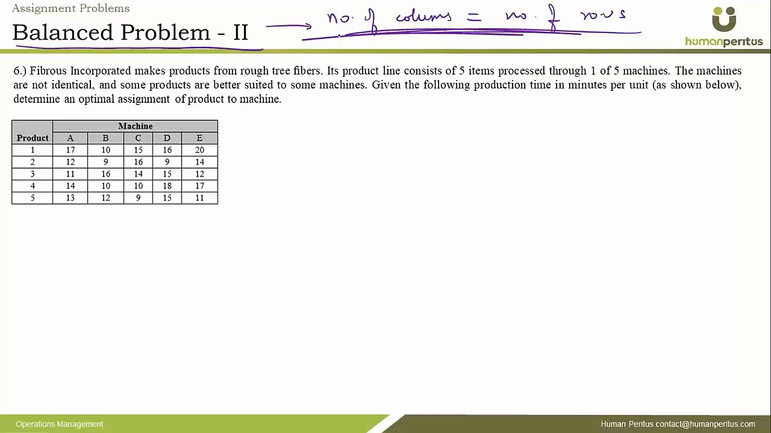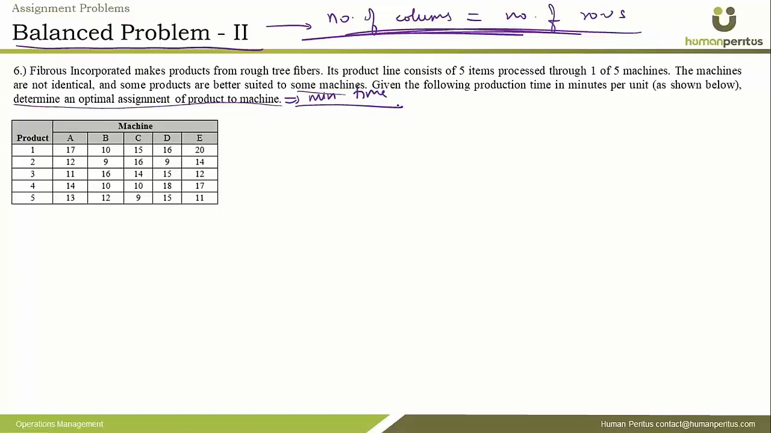Okay. So Fibrous Corporation makes products from rough tree fibers. Its product line consists of 5 items, each made on one of the 5 machines. A, B, C, D, E are the machines. These are the products. The machines are not identical, and some products are better suited to some machines. Given the following production time in minutes per unit, determine an optimum assignment of products to machines. So it is asking for the minimum time in which this production can be completed.